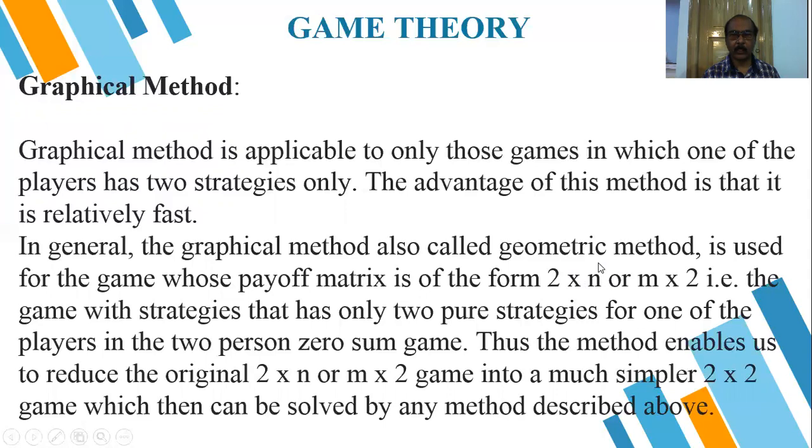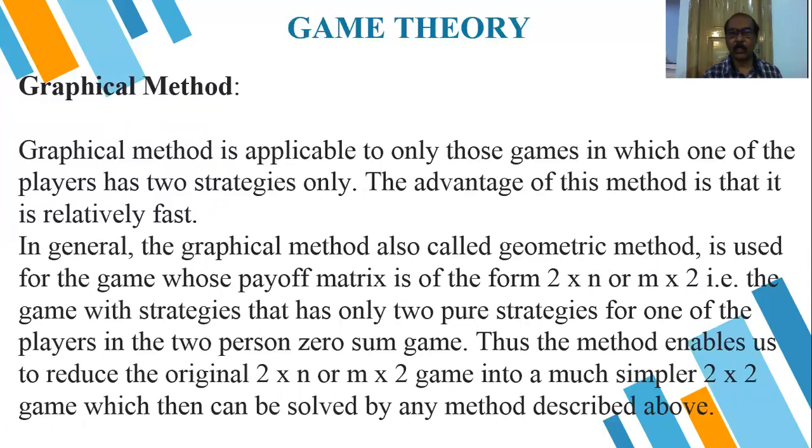The geometrical method is used for games whose payoff matrix is of the form 2 cross n. That means player A has 2 strategies and player B has n number of strategies. Or m cross n, that means player A has m number of strategies and player B has only 2 strategies. So this is the graphical method.